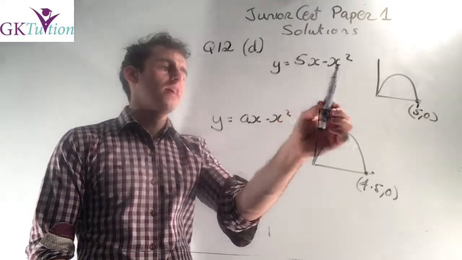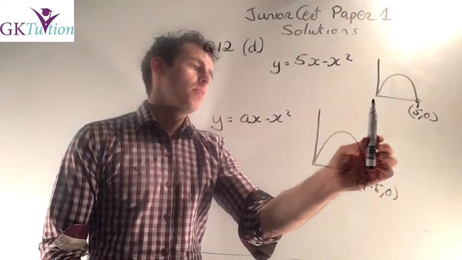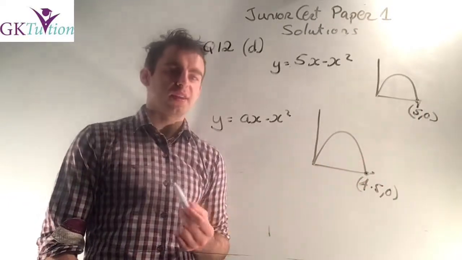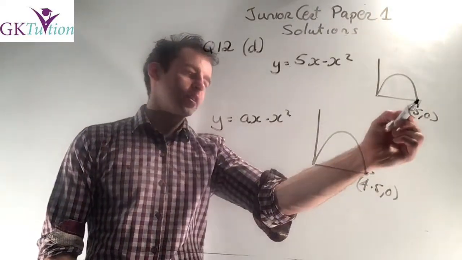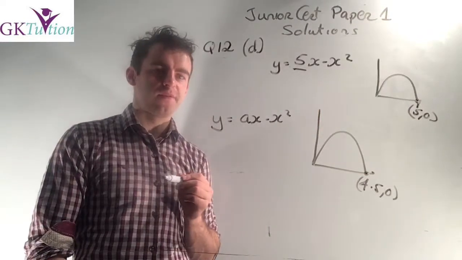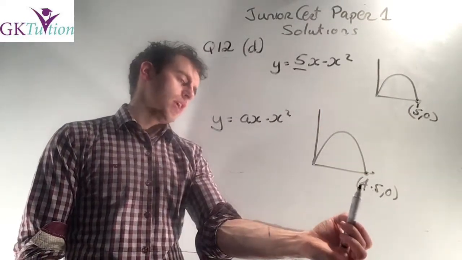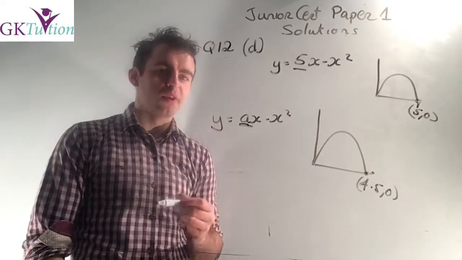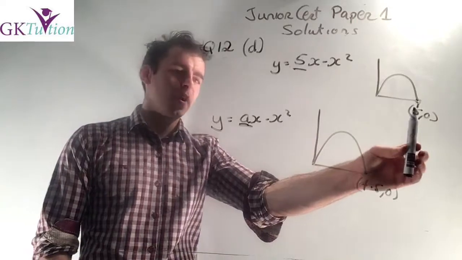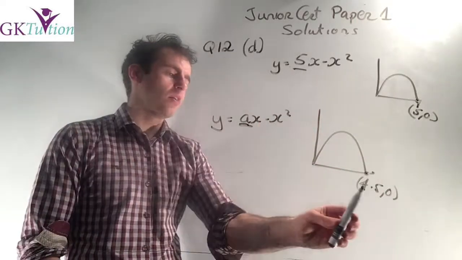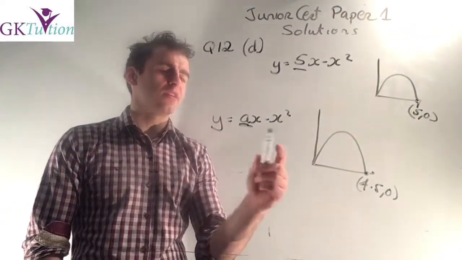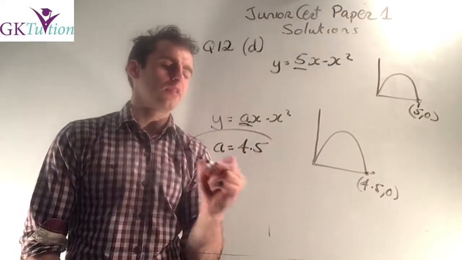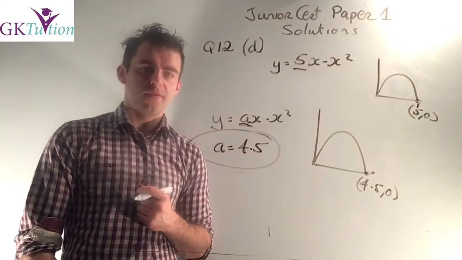When y was equal to 5x minus x squared, the graph went up and down and it intersected, and it took 5 seconds basically to hit the ground again, and the number in front of x was a 5. This one, if you look at that, takes 4.5 seconds to hit the ground, which means the number in front of x is 4.5. So your answer there, just use your graph: a equals 4.5.